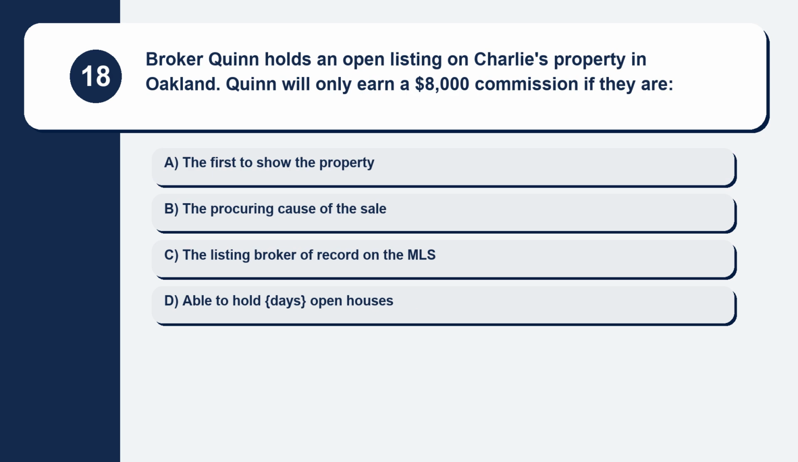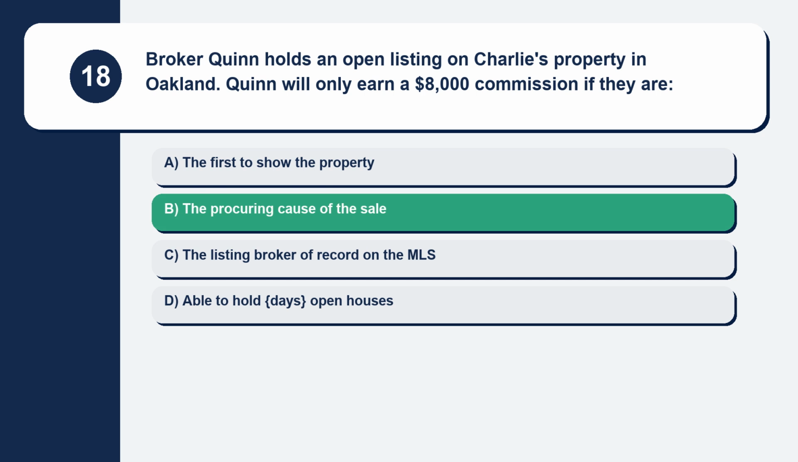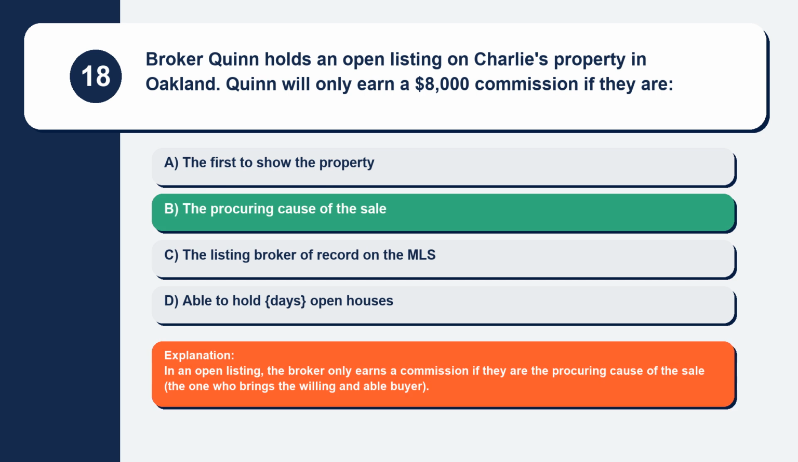Question 18. Broker Quinn holds an open listing on Charlie's property in Oakland. Quinn will only earn a $8,000 commission if they are. Here are your options. Option A, the first to show the property. Option B, the procuring cause of the sale. Option C, the listing broker of record on the MLS. Option D, able to hold days open houses. The correct answer is option B, the procuring cause of the sale. Explanation. In an open listing, the broker only earns a commission if they are the procuring cause of the sale, the one who brings the willing and able buyer.